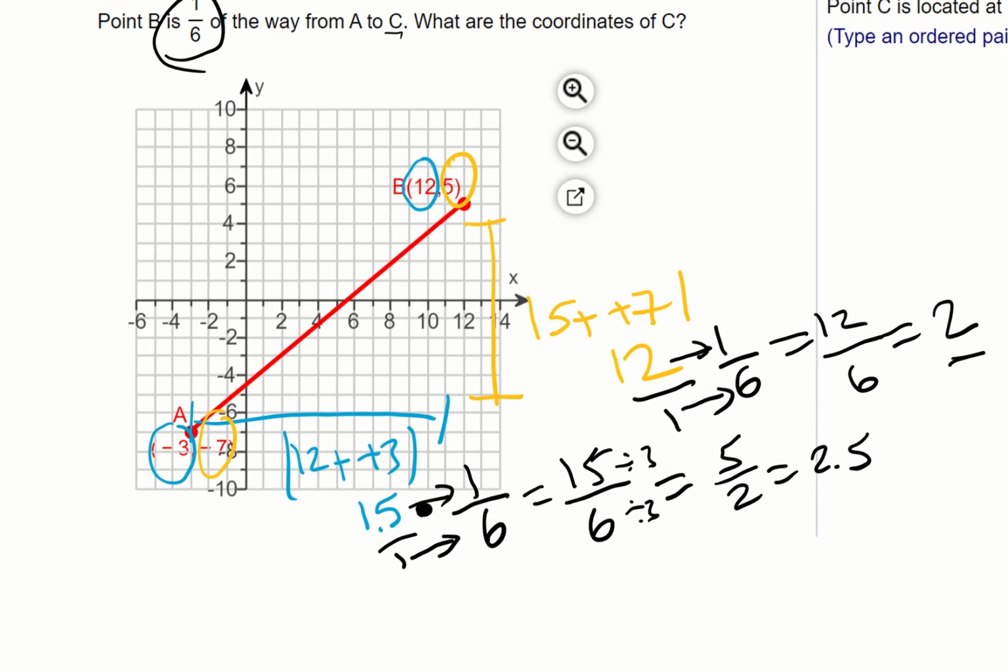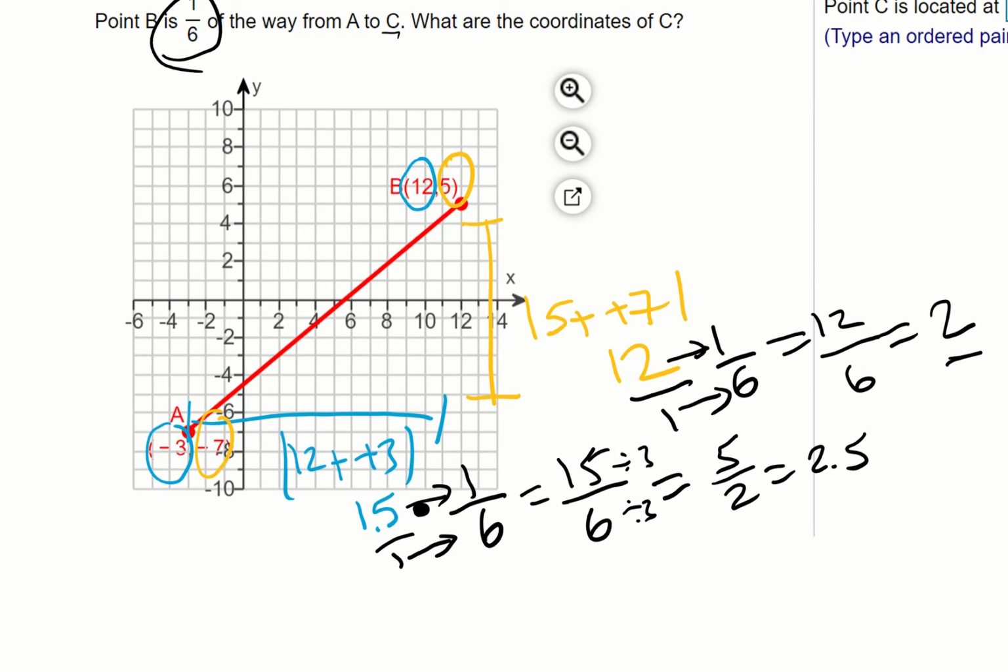All right, so we have 2 and 2.5, and remember, we're going from A to C, so we're going from A. That means we're going to go to the right, which means we're going to add the horizontal distance. This is the horizontal change. And then we're going to go up to get to the line segment. We're going to go up by 2. So up means you're going to add. So we're going to add 2.